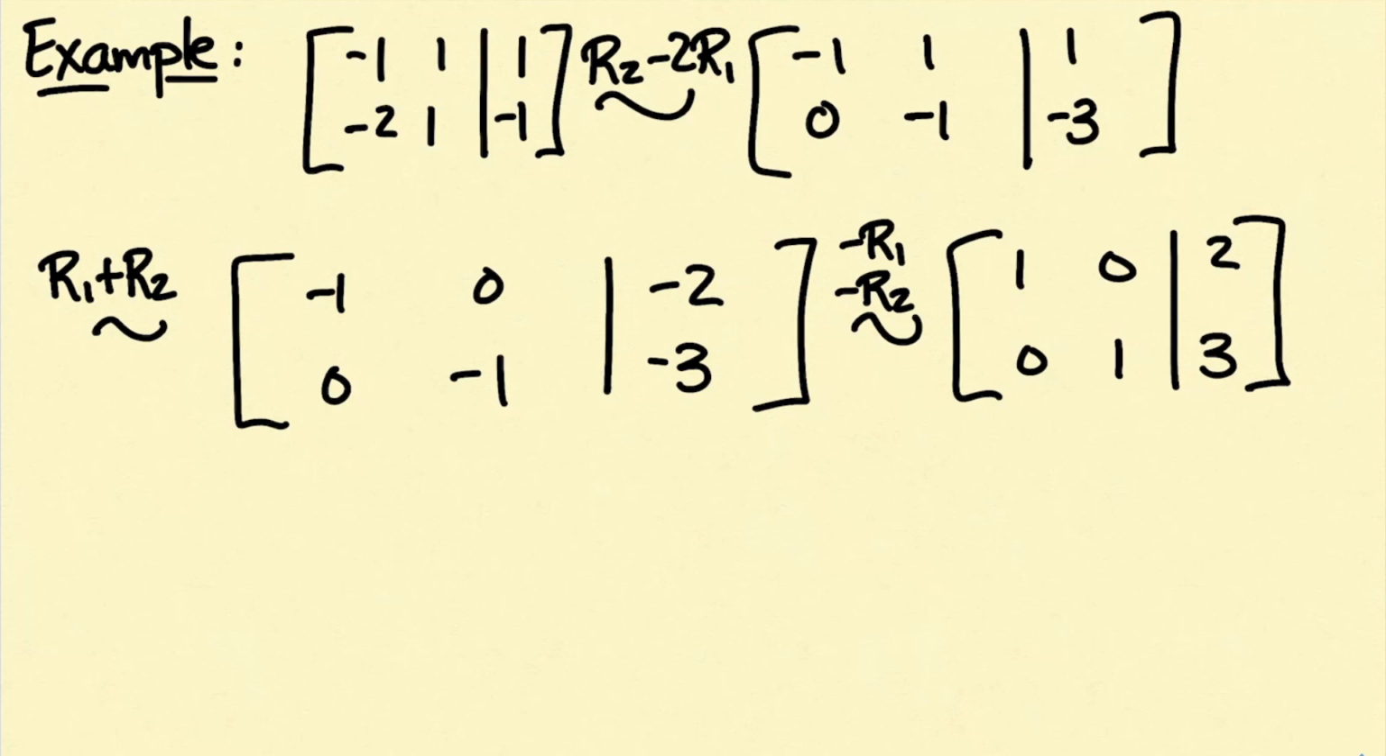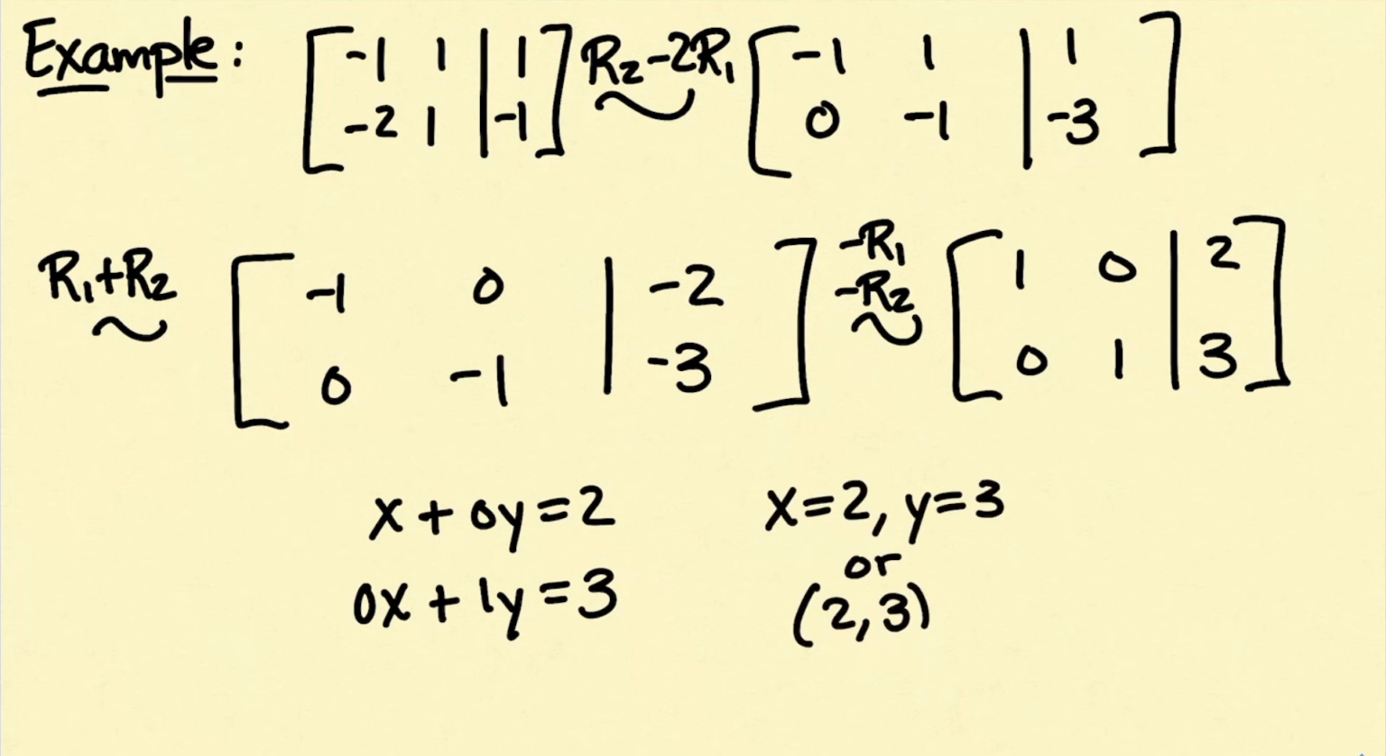So now we can see that we have a decoupled system. If we translate this decoupled system back into two equations, the top equation says x times 1 plus 0 times y is equal to 2. The bottom equation tells us 0x plus 1y is equal to 3. That is, our solution is x equals 2, y equals 3. So now that we have a dictionary between our linear systems and our augmented matrices, we'll see how to use these new objects to solve linear systems in the next video.